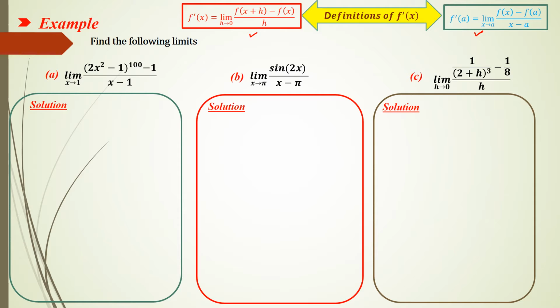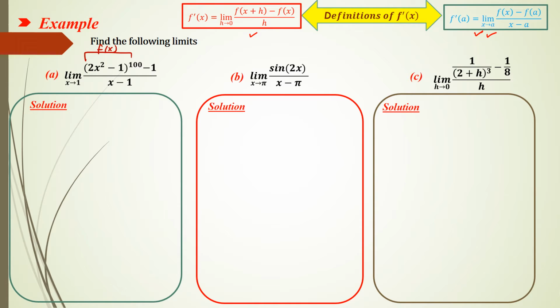For the first one, in part A, we have the limit of (2x squared minus 1) to the 100 minus 1, divided by x minus 1, when x goes to 1. So it's clear that you have to use the second one because the denominator of the limit in part A is x minus 1, which is x minus a, so a equals 1. So this is our function f of x.